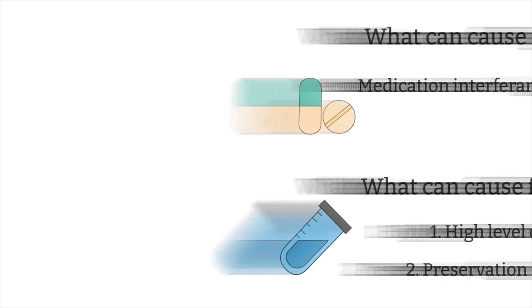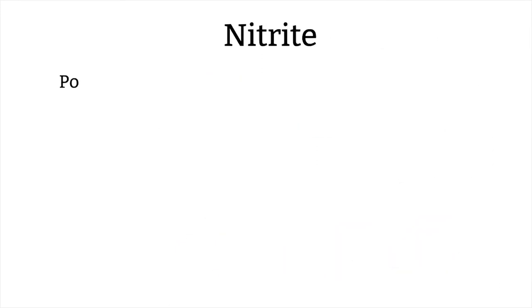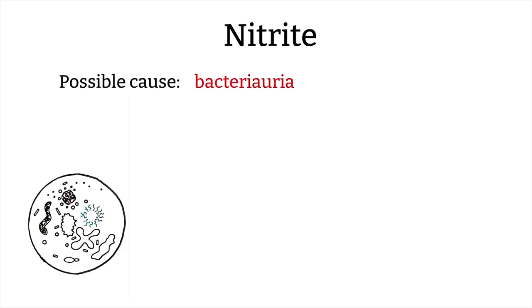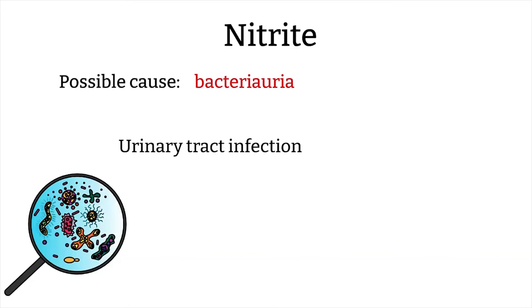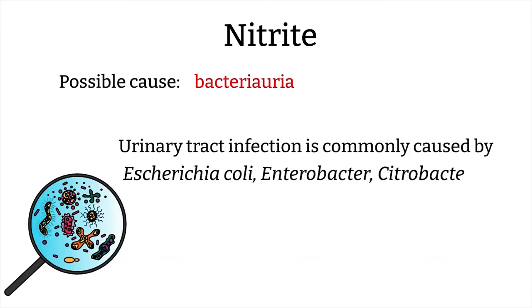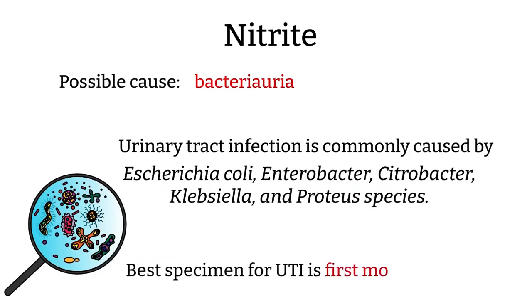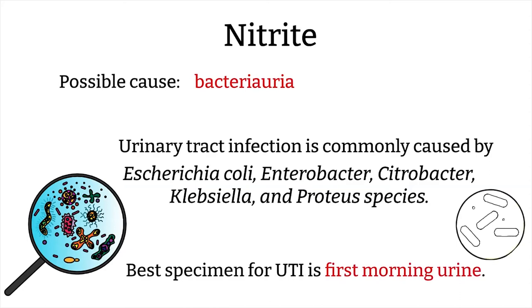Nitrate. Nitrate is used for early detection of asymptomatic bacteriuria. Here are some common organisms that can cause urinary tract infections. The specimen of choice for suspicion of UTI is the first morning urine, because it is the most concentrated one.